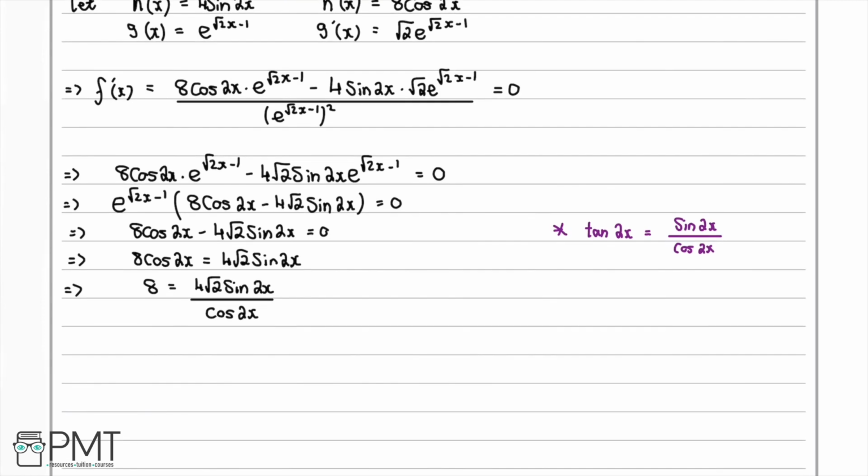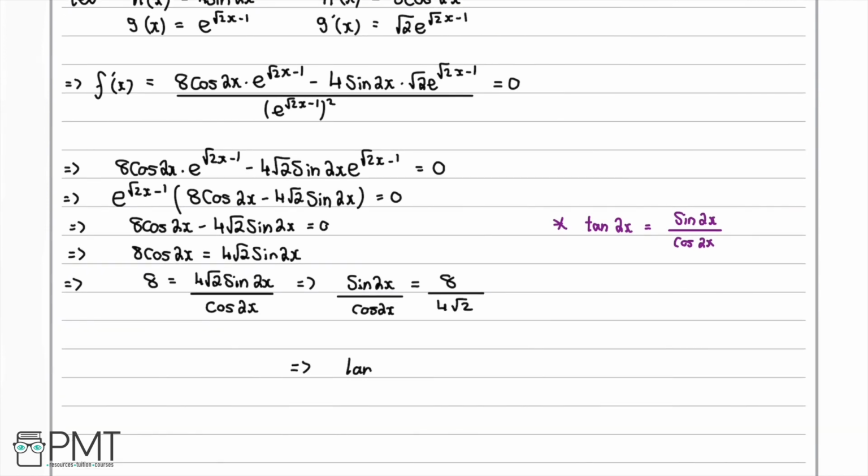So then what we can do is divide both sides by 4 root 2, which gives us that sine 2x over cos 2x is going to be equal to 8 divided by 4 root 2. So therefore tan 2x is going to be equal to, we can now simplify 8 over 4 root 2, that simplifies down to root 2, and this gives us the answer that we are required to show. Tan 2x is equal to root 2.